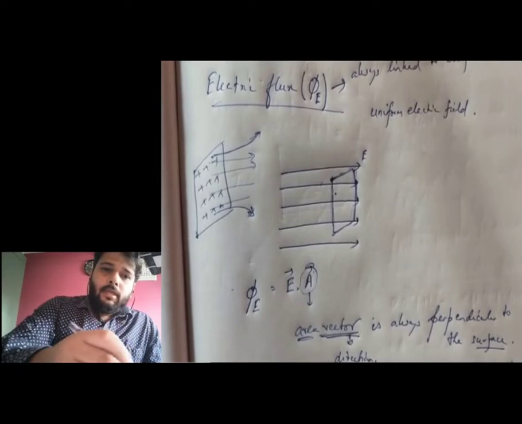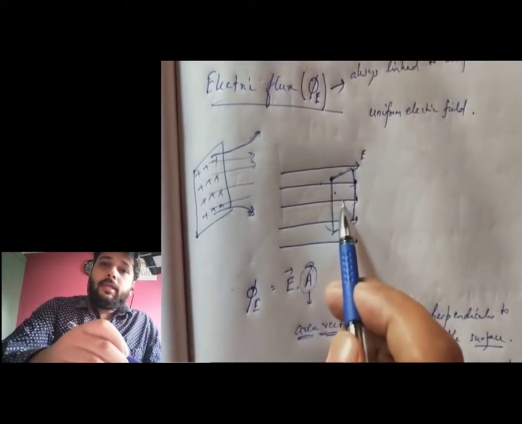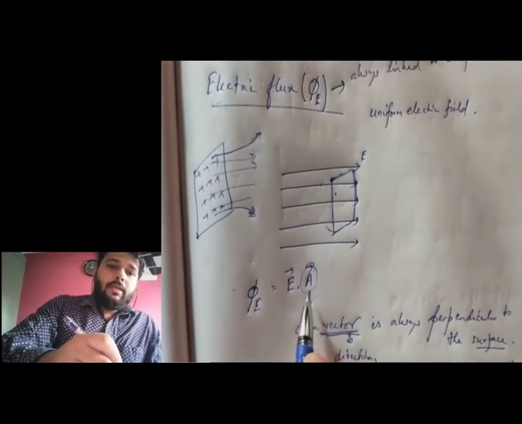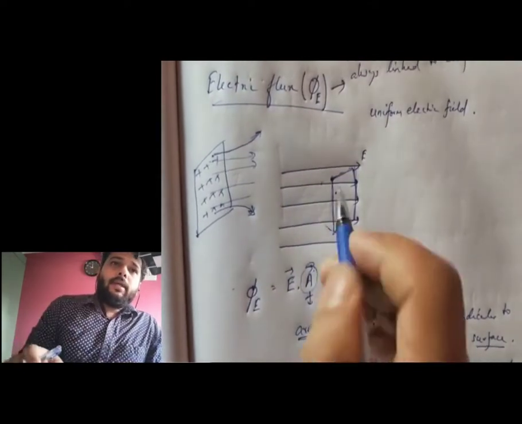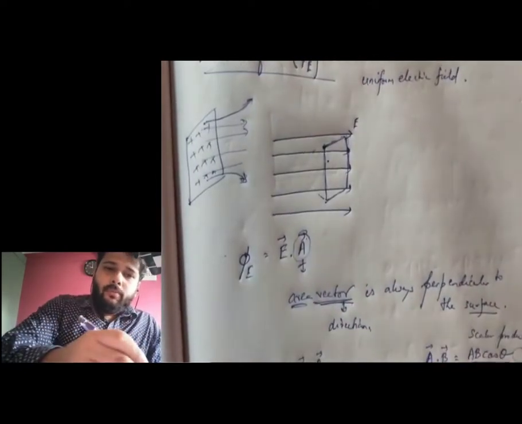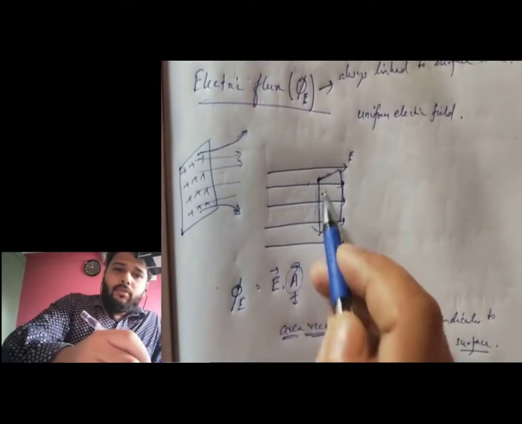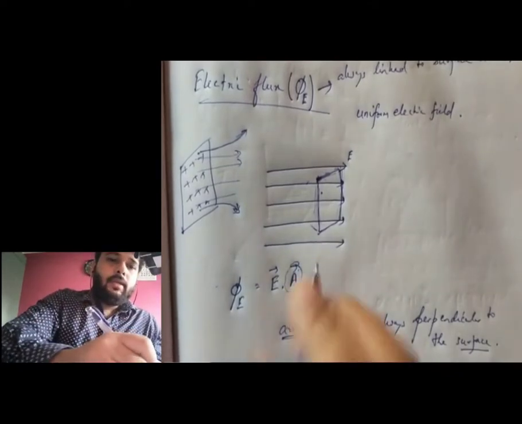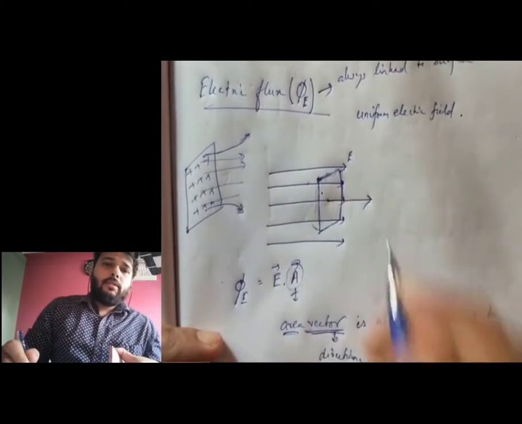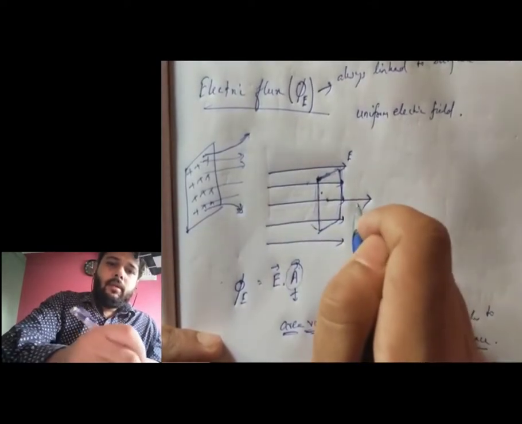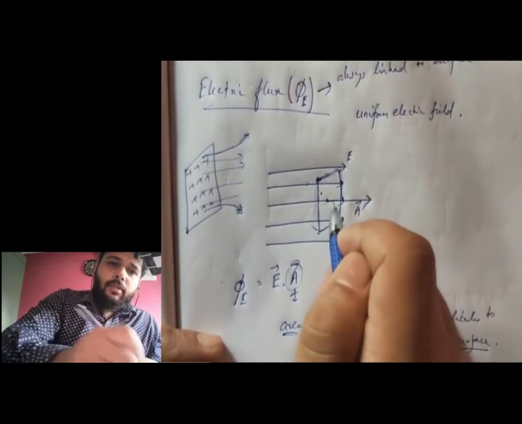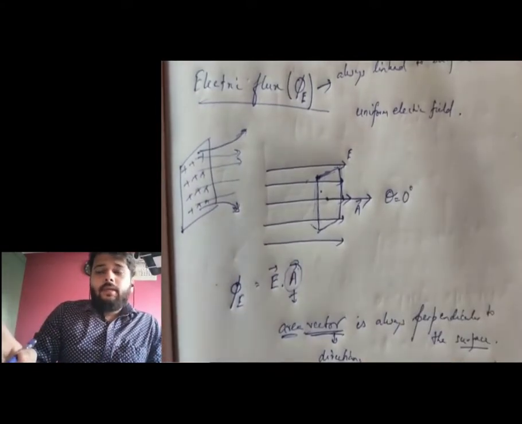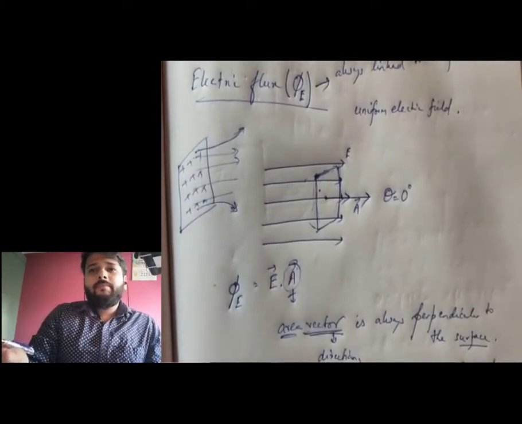Okay, now here is the surface area. Now what will be the electric flux? But before calculating electric flux we must know this area vector. So we have already learned that area vector is always perpendicular to the surface. So what will be the direction of area vector of this surface? Since the surface is like this, area vector will be perpendicular to it. This is the direction of area vector. And what is the direction of electric field? Electric field is also in the same direction. So in this case theta will be 0 degree, because area vector and electric field both are in the same direction.